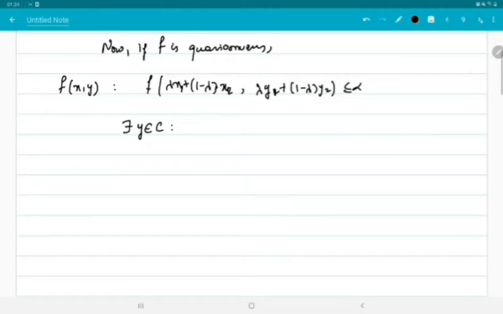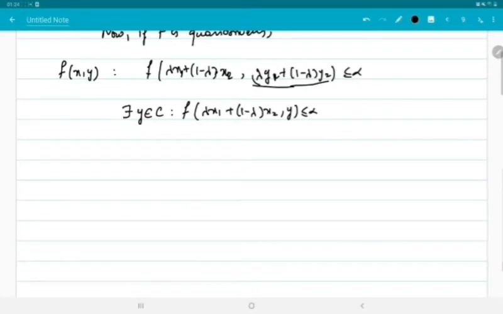So I'm just replacing this term with a y, and I'm stating that there exists a y in C such that this condition holds. And if this is the condition, then this is precisely what I want.